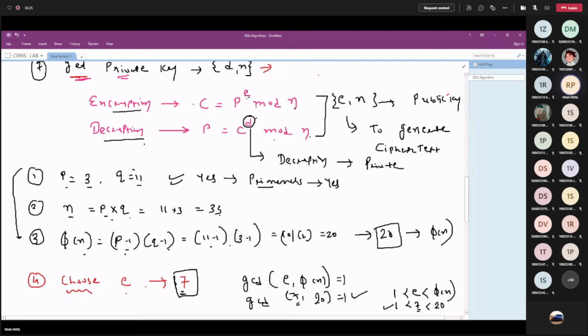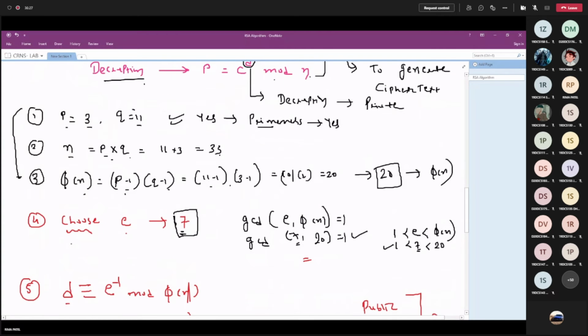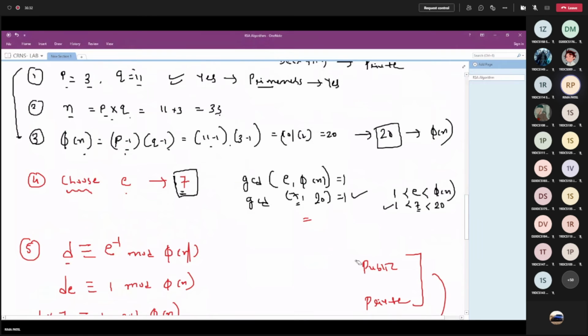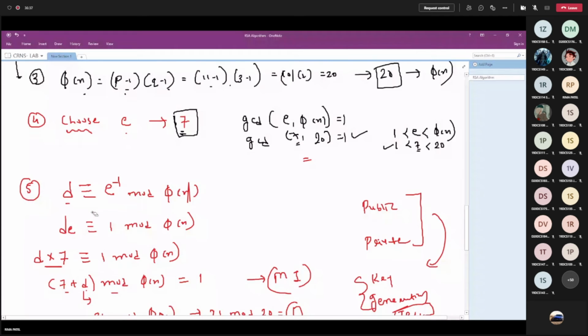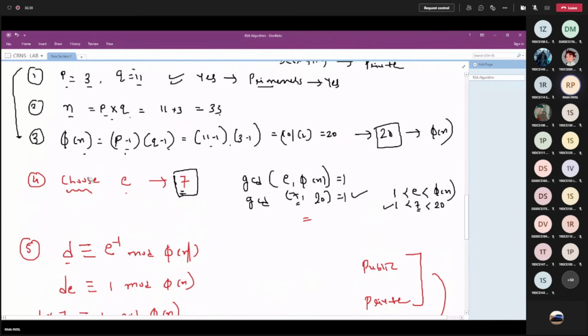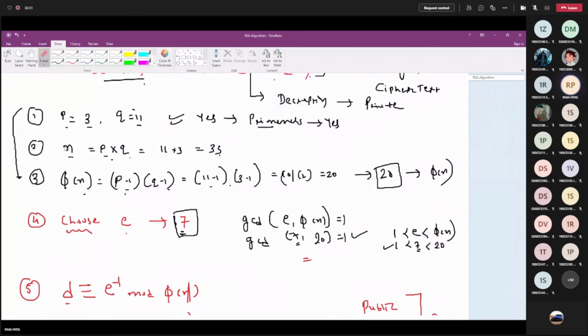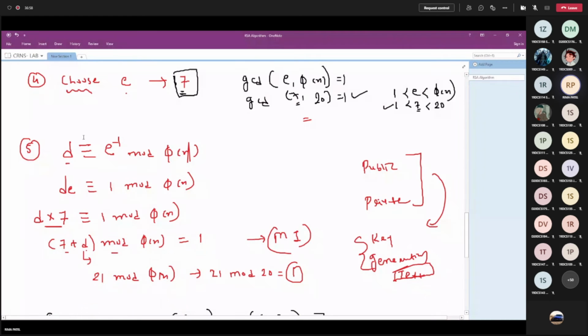Done everyone up to this? Yes, ma'am. Okay. Now the next is, you know the equation, D congruent to E raised to minus 1 mod phi of N. Now I need to put the value of E over here and the value of the Euler totient function. So let me solve this. Let me erase first and then solve it again.